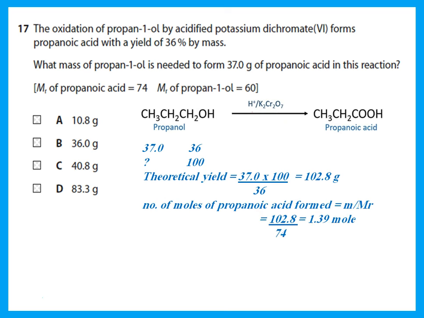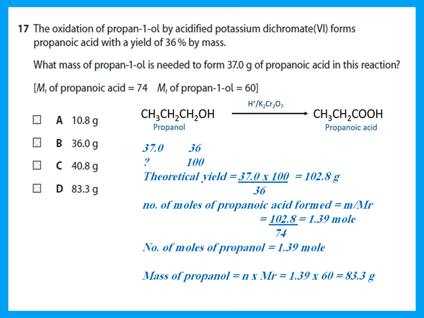The number of moles of the propanoic acid is mass over molecular mass. So the number of moles of the acid is 1.39 mole. Now, looking at the equation, 1 mole gives 1 mole. So this is the same as the number of moles of propanol. Now get the mass from the number of moles. The mass is number of moles times MR. And that means that I will need to start with 83.3 grams of propanol. Is that okay so far?